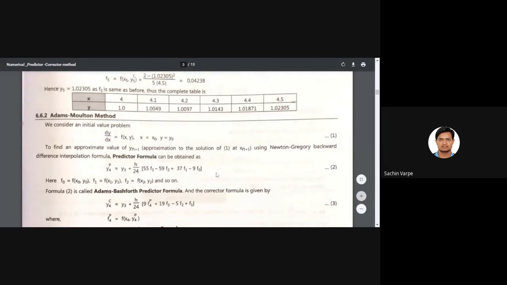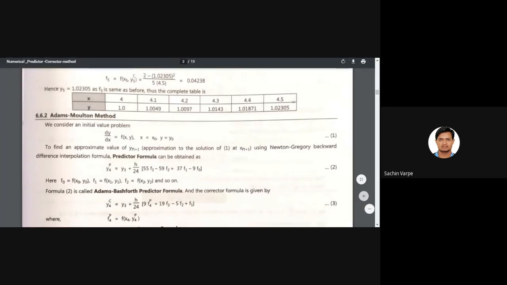With the help of these coordinates x0, y0, x1, y1, x2, y2, and x3, y3, we can find the values of the function at those coordinates. That is, f0 means the function value at x0, y0; f1 means the function value at x1, y1, and so on. We substitute all those values along with y3 and get the predicted value of y4.